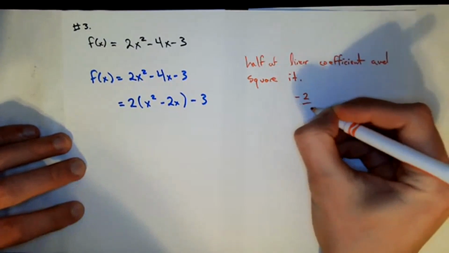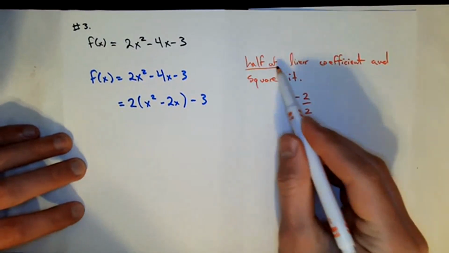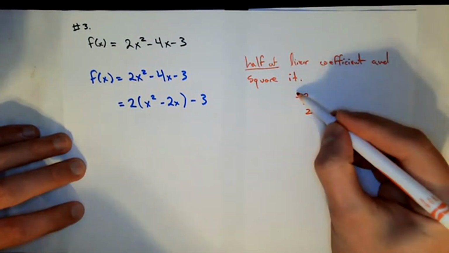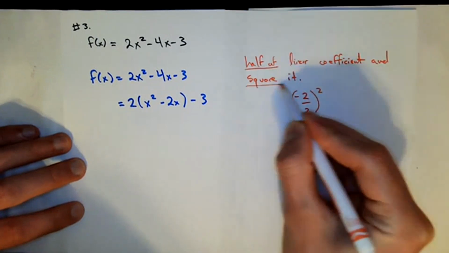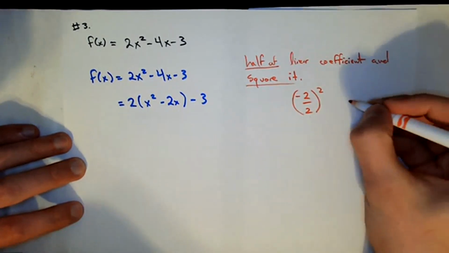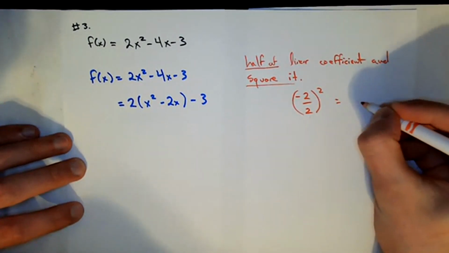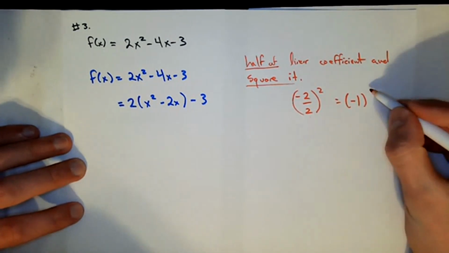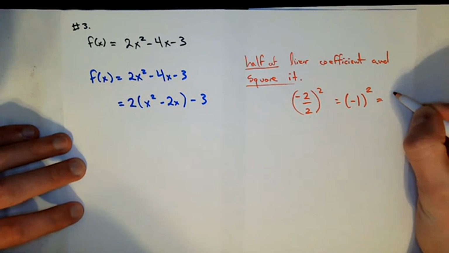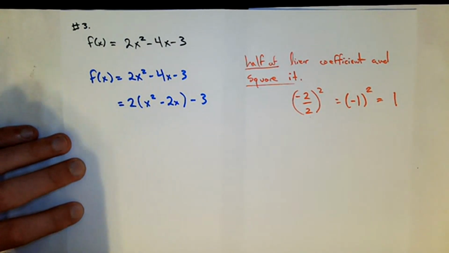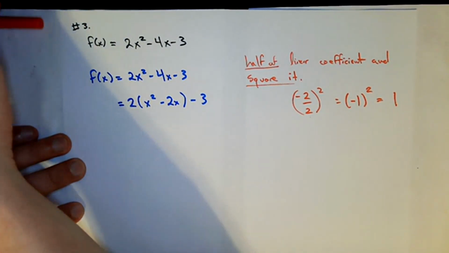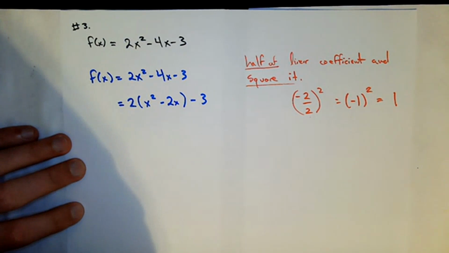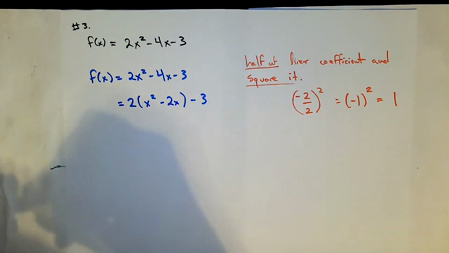So we're going to take half of that, which just means dividing it by 2, right? Half of means divide by 2. And then squaring it means raising it to the power of 2. If this can be cleaned up, go ahead and clean it up inside the parentheses first, and then you're going to square it, and that's going to give you a 1. That's what gets added and subtracted to this function.